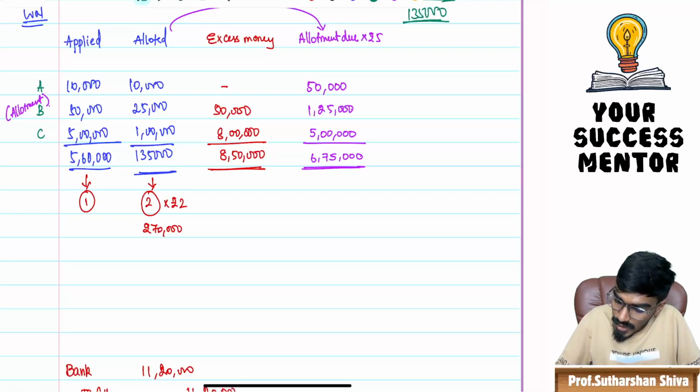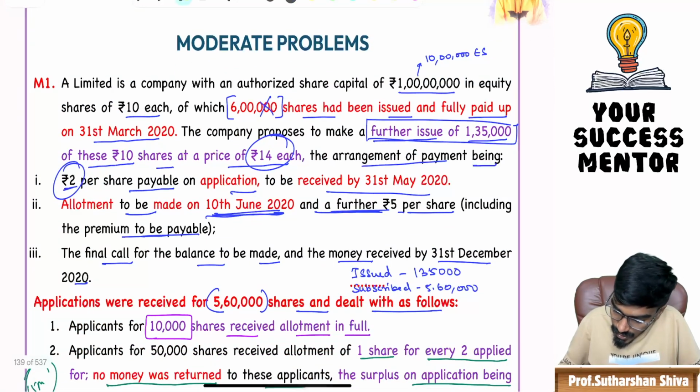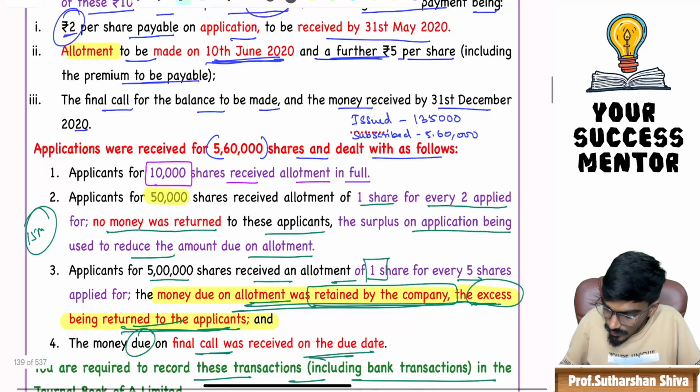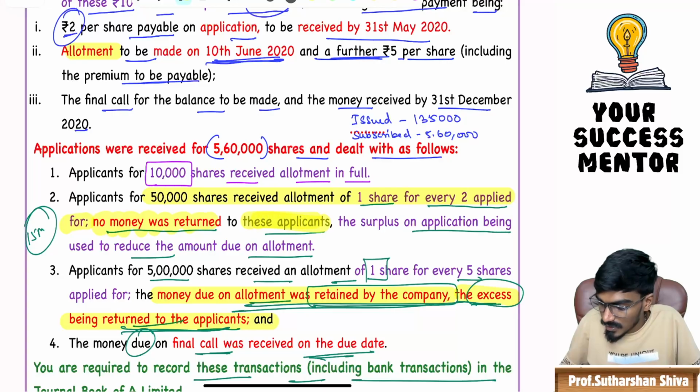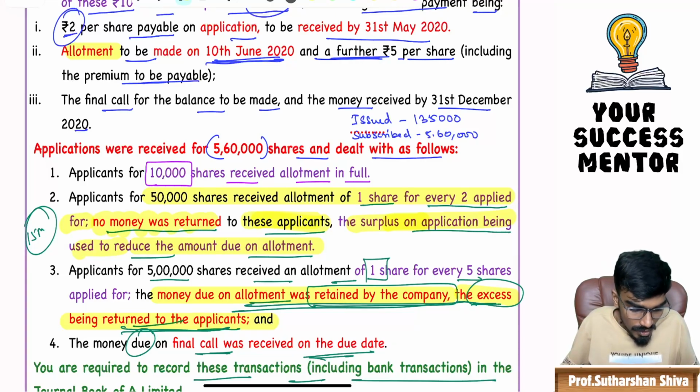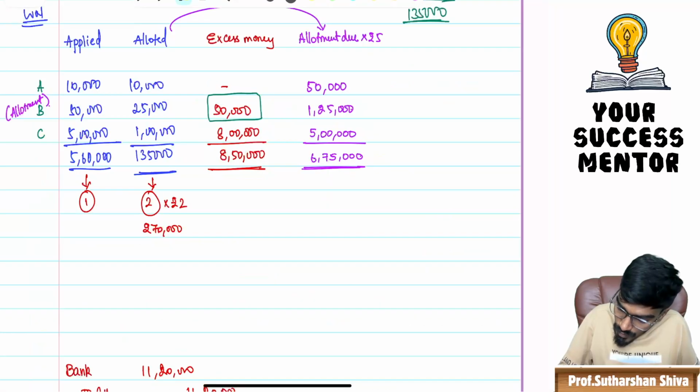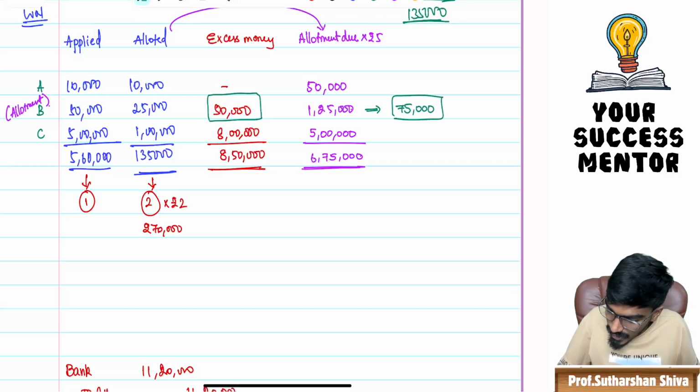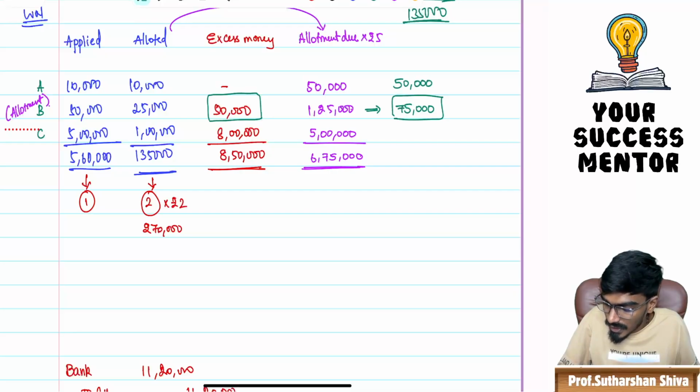Now, the question clearly says whatever the excess money of allotment, listen. Applicants were allotted 50,000 shares, 1 share for every 2 shares applied. No money was returned to these applicants. The surplus on application is used to reduce the amount due on allotment. From the amount due on allotment, you are going to reduce it. Correct? So if we eliminate it, we are only going to receive 75,000 from category B. For category A, we will be receiving the full 50,000. Correct?